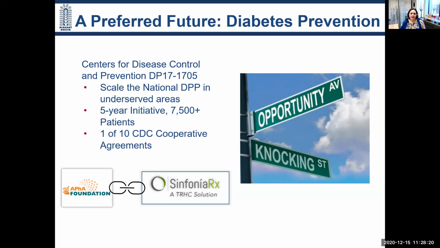One of the things that we've been able to do is partner to develop this program with the Centers for Disease Control and with an American Pharmacists Association Foundation. So we ended up working on designing this program through the 1705 grant to try to scale diabetes prevention in underserved areas. And that was the intention of the program, how to be able to reach people who are challenged because they're either in a rural setting or they're medically underserved or in underserved communities that might not have access to programs like this. So this opportunity was a 5-year initiative, and they were trying to enroll over 7,500 patients. And we were one of 10 different CDC cooperative agreements to receive this funding.